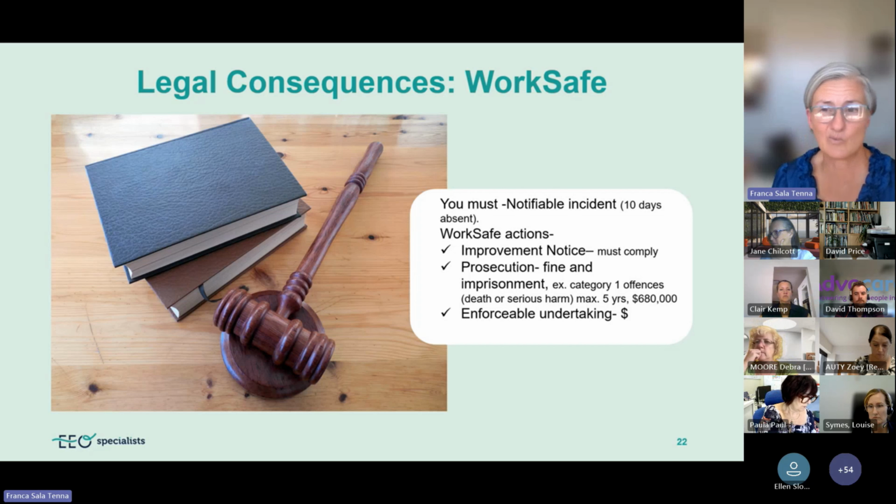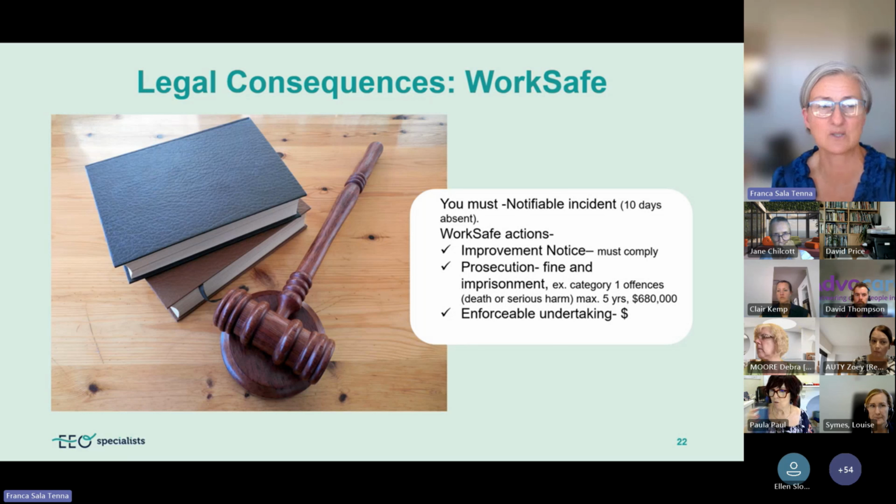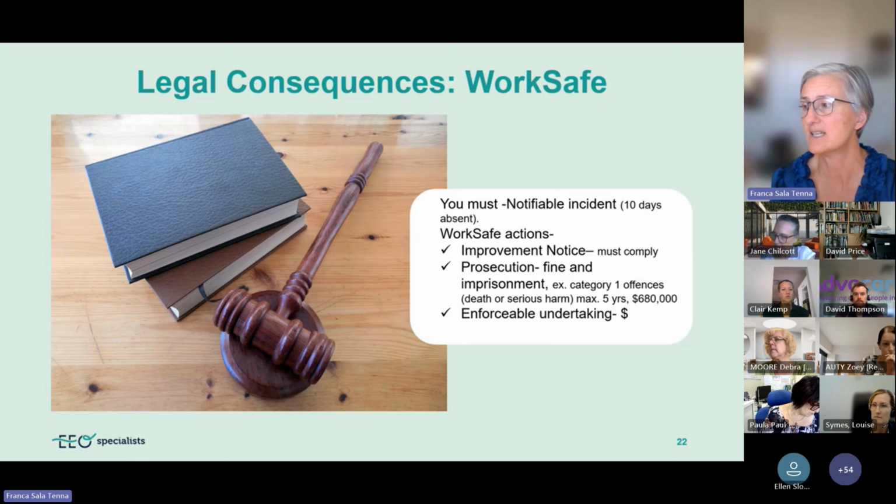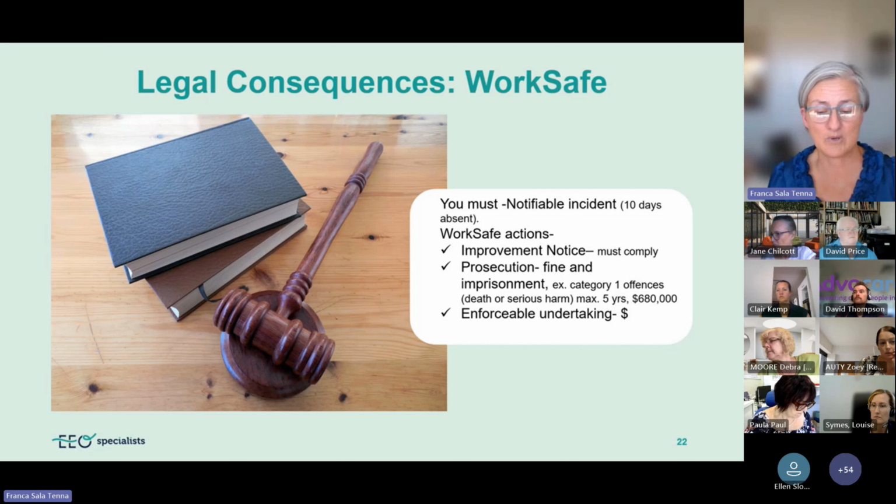I was having a look through. The most serious offence is what they call industrial manslaughter, which is where someone loses a life as a consequence of a workplace incident. That's less likely for most of us, but a category 1 offence is where there's serious harm or death. Serious harm can definitely happen with psychosocial hazards. The maximum imprisonment is 5 years and the penalty is $680,000. Just to give you a sense of that prosecution space and what is possible in that space.